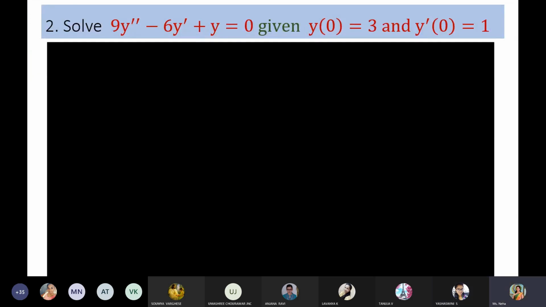Yes, ma'am. Solve 9y'' − 6y' + y = 0. If the question is in terms of y'', then they will give you two values: one is the value of y, another one is the value of y'. Okay, so what we will do? First step is we will apply the Laplace transformation on both the sides.